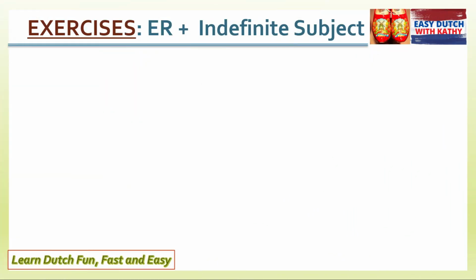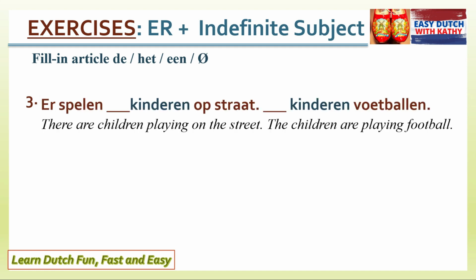Let's move on to another example. 3. Er spelen kinderen op straat. De kinderen voetballen. There are children playing on the street. The children are playing football.